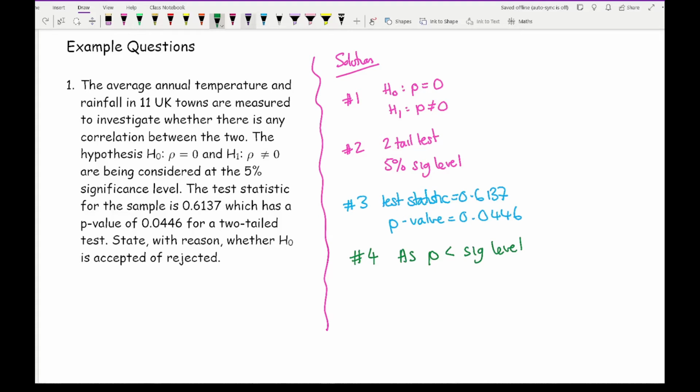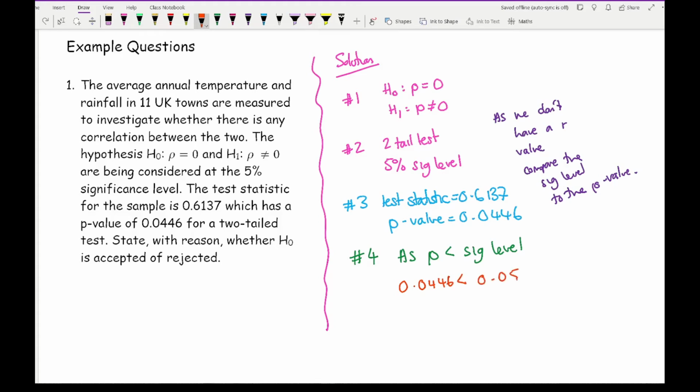So let me just write that down. As we don't have a critical value, instead what we're going to do is compare the significance level to the p-value. Again, I'm going to use a bit of mathematical proof for this. The p-value is 0.0446, and that's less than the significance level, which as a decimal is 0.05.